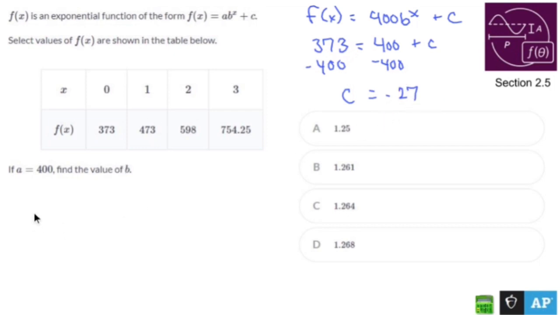So that gives me an equation of f of x equals 400 b to the x, which is what I need to find, minus 27. So I'm going to take all of these b values, plug them into my calculator, and test out 400 times 1.25 to the x minus 27 and see if that matches up. If it doesn't, then I'll plug in the next one for b and try it out. So let's try a and see what happens.